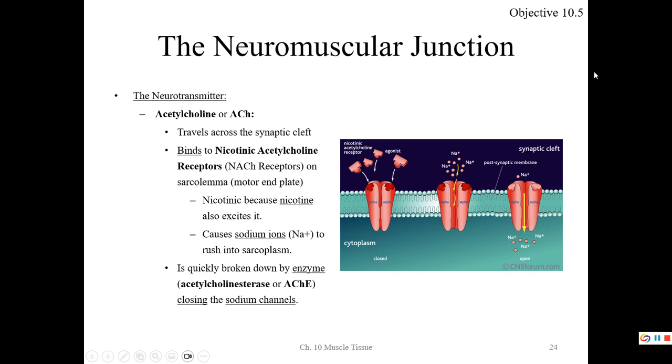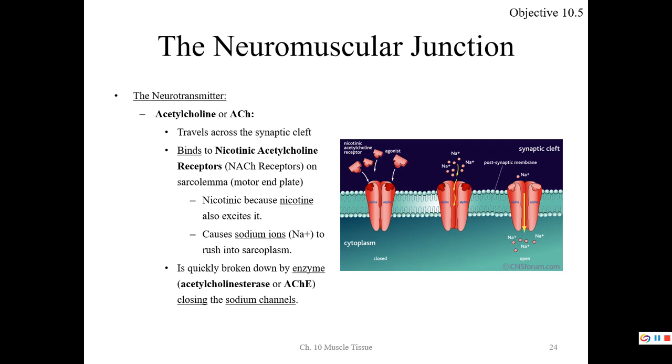Now, acetylcholine is the neurotransmitter. It travels across our synaptic cleft, and acetylcholine binds to receptors. Now, these receptors are a very special type. They're called nicotinic acetylcholine receptors. Now, nicotinic, what does nicotinic make us think of? Nicotine. It's excited by nicotine as well as acetylcholine. So it's a nicotinic acetylcholine receptor because nicotine also stimulates it as well as acetylcholine. So we call them nicotinic acetylcholine receptors, or nAChR, okay? The nicotinic acetylcholine receptor. Now, nicotine also does it.